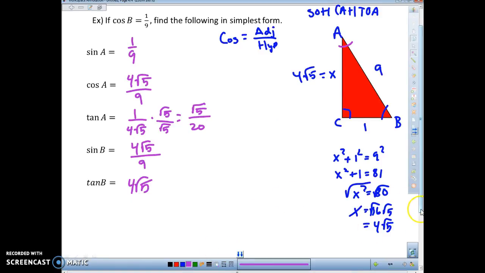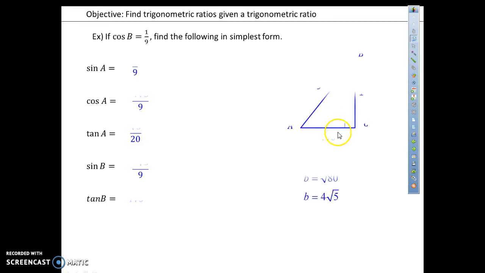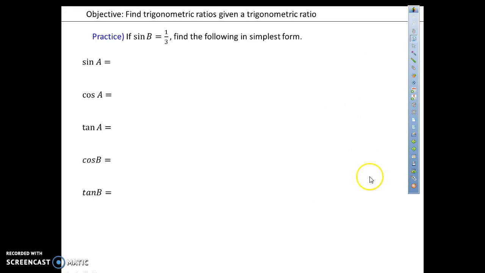So those are our two examples. I'm going to post a practice problem. Please pause the video and try the practice problem on your own. When you have solved it, hit play and check and see if you got the correct answers. Okay, so please pause the video and try this one on your own.